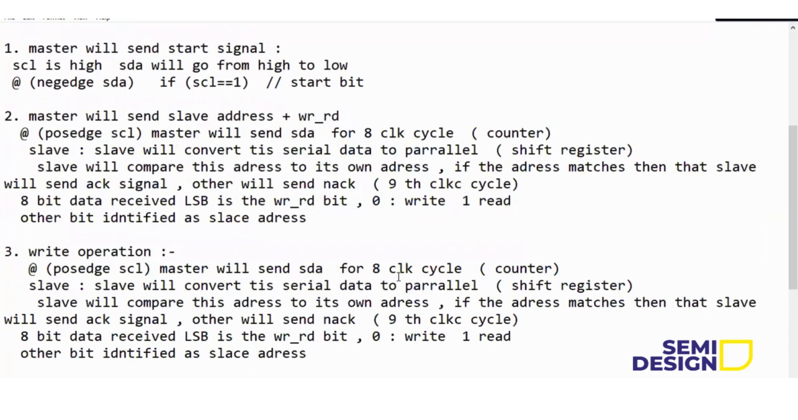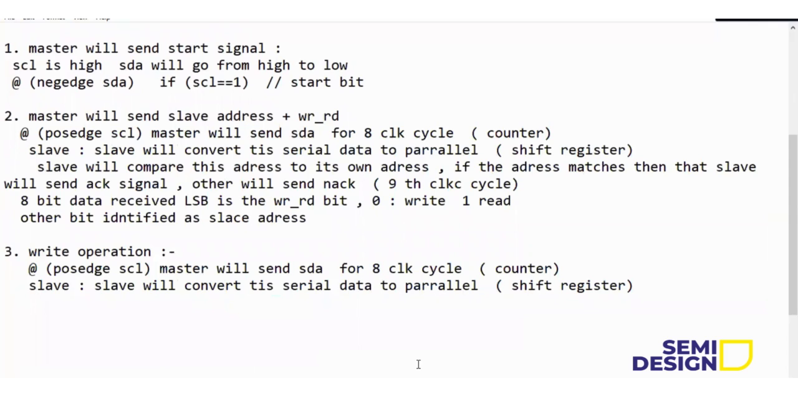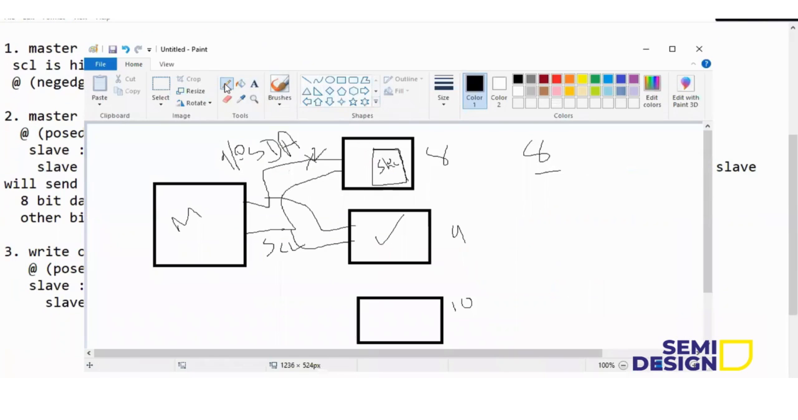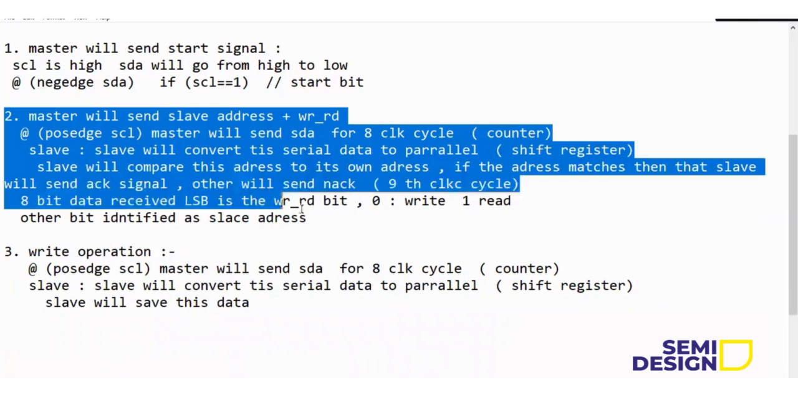Okay, so master will send SDA. Slave will convert serial data to parallel. Then after converting, slave will save this data. Okay, sorry. Before the write operation, it is the slave address I have provided. Now after the slave address, I have some register address also. Inside the slave, some register address is also there. Now at which register do I want to store? So I have to send the register address also.